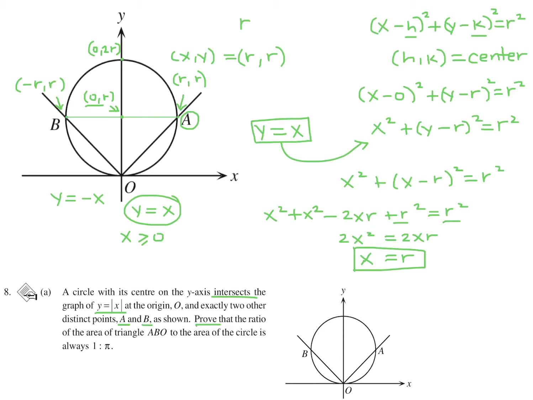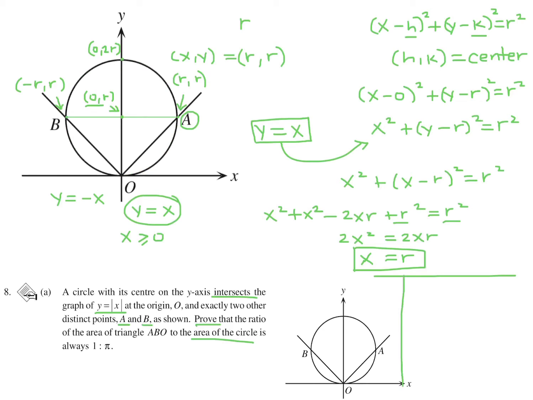Now we get to the part where they're trying to prove that the area of the triangle ABO, so ABO, this triangle, if you were to take its area and compare it to the area of the circle, which is right here, it would basically be 1 over pi. All right, no problem. We can probably do that right here.